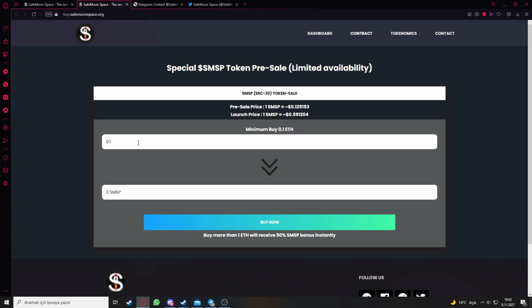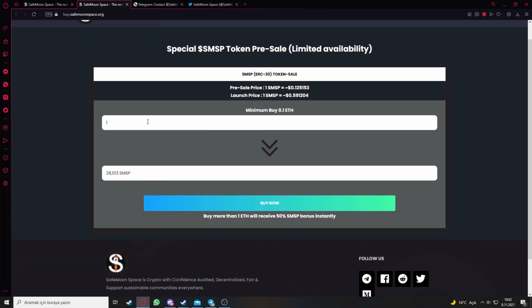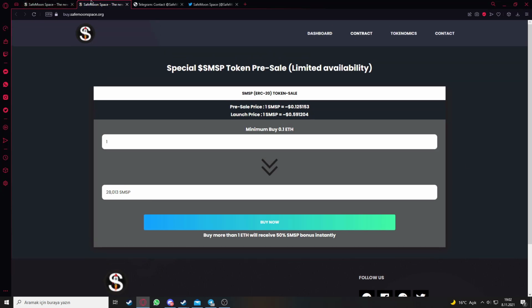0.1 Ethereum gives you this number of tokens, as you can see, and 1 Ethereum gives you this number in here. Let's close this one, but first, don't forget to connect your wallet for buying the tokens. You can connect your MetaMask or Trust Wallet in here for buying the token.